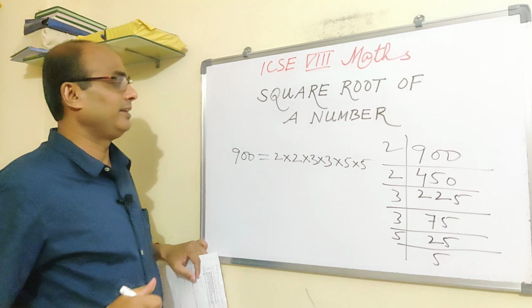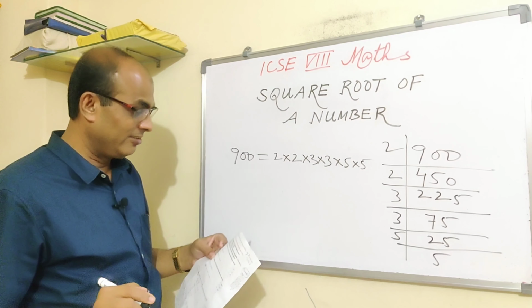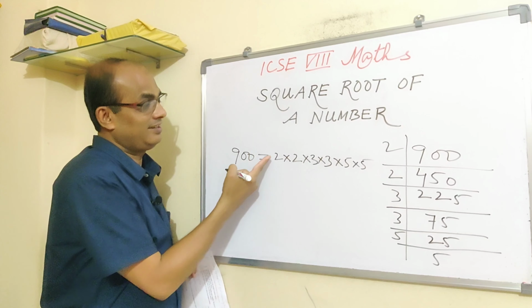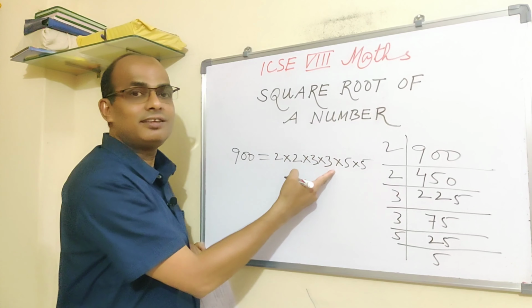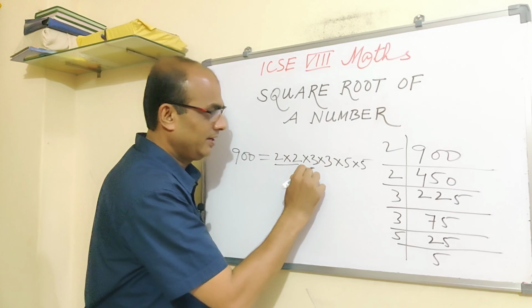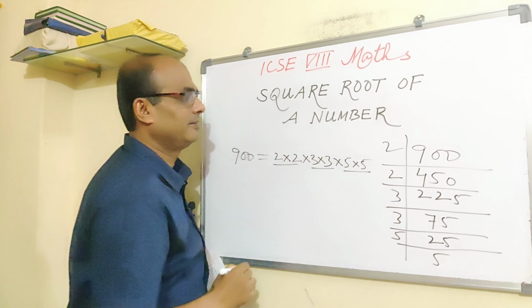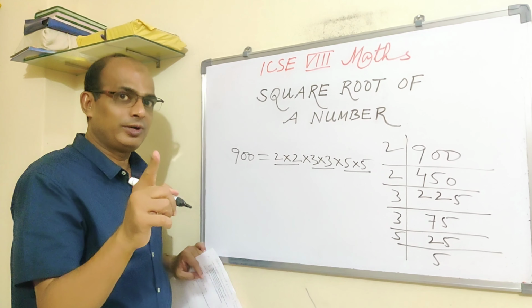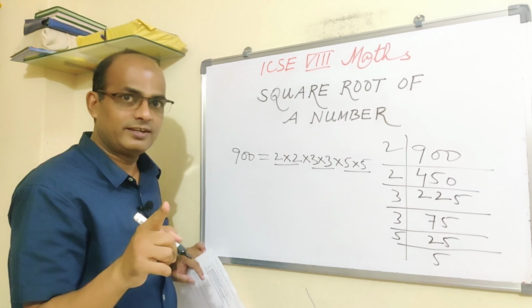This is the first point. Okay, now the second point is make pairs of the same prime factor. See, 2 and 2 same prime factor, 3 and 3 same prime factor, 5 and 5 same prime factor. So you make pairs. One pair, second pair, third pair. This is your second point, which you saw on the screen.